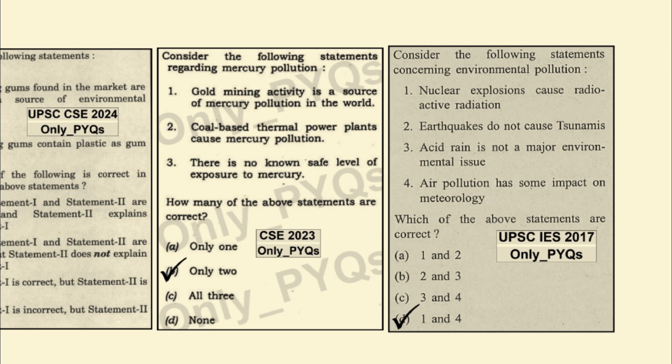Nuclear explosion causes radioactive radiations. This is a correct statement. Earthquake does not cause a tsunami. No, this is wrong, because earthquake causes tsunami. Acid rain is not a major environmental issue. No, this is also wrong. Acid rain is a major environmental issue. Air pollution has some impact on meteorology. Yes, this is a correct statement. Hence 1 and 4 becomes the answer.